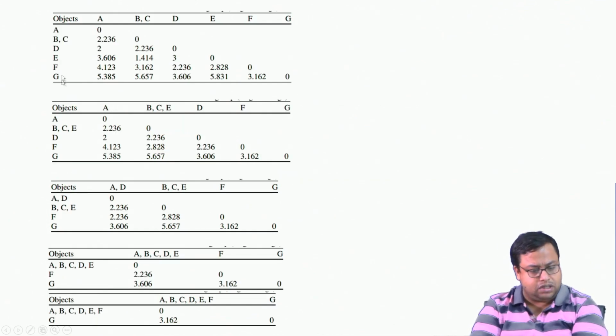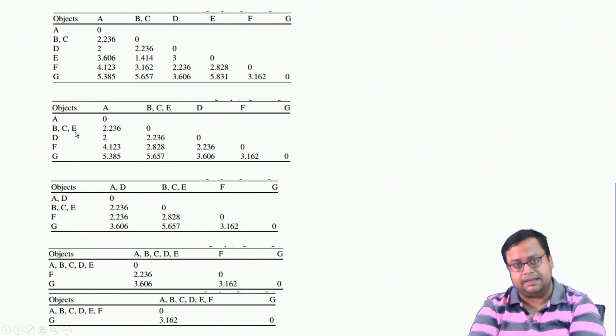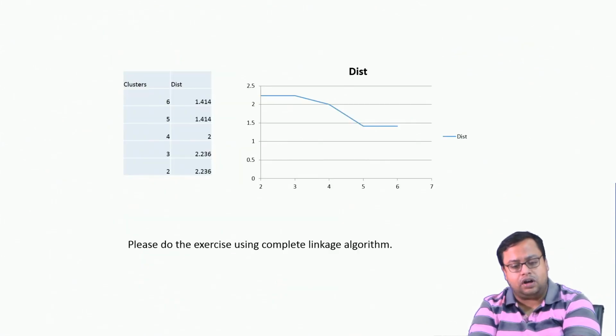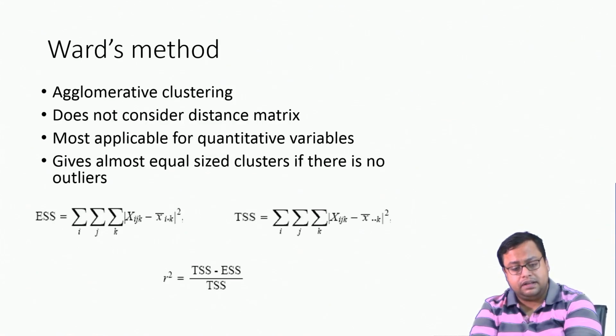So, we can choose this: A, D, F and G are in separate segments, and B, C, E are in the same segment. So, that is how you do it. Now, this is called the hierarchical method. Here we have taken Euclidean distance as our measurement.